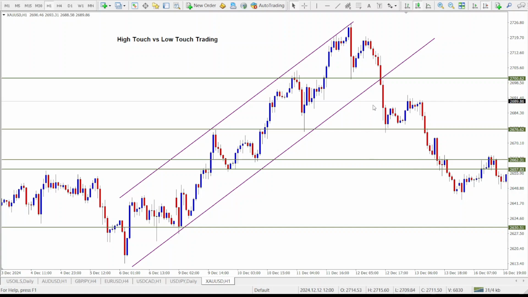So high touch involves human expertise and judgment, while low touch is more about leveraging technology for speed and efficiency. Now, let's talk about the benefits of high touch trading.